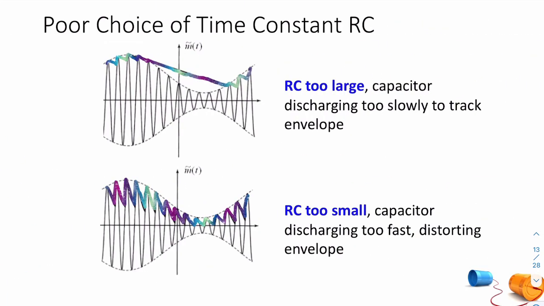So again, this is the implication of that. If we chose RC such that its value was too big, then the capacitor would discharge too slowly, and it would miss this part of the envelope. That is bad. That is a form of distortion. And another form of distortion is this deep rippling effect, which would happen if our RC was too small.